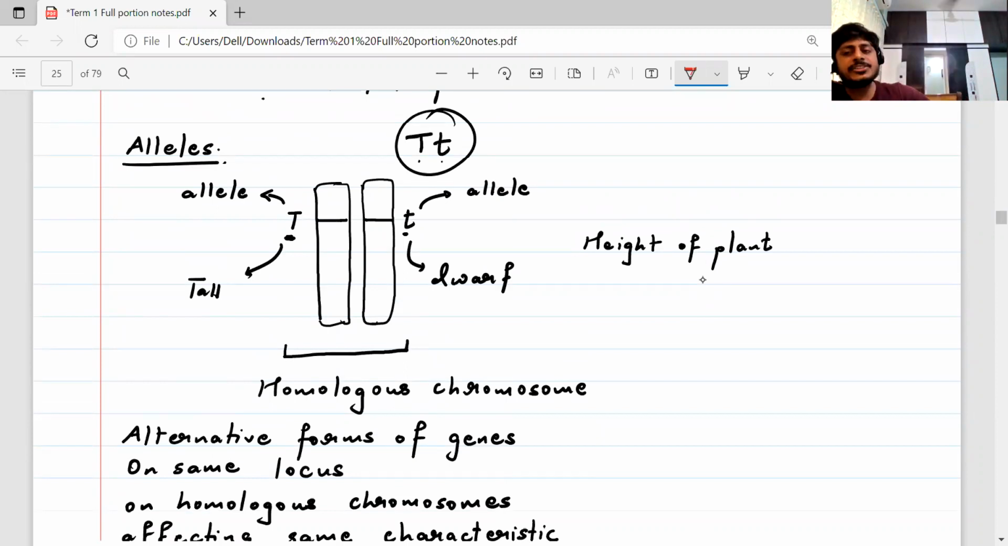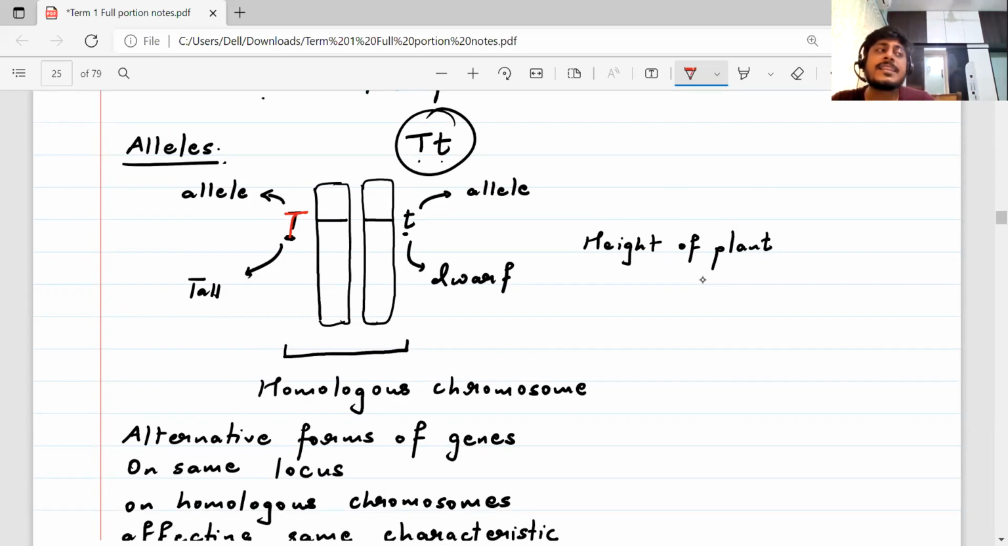So allele is nothing but a gene. Genes can exist in multiple forms. Those multiple forms of genes are called as alleles. बट जो पूछा जाता है वो डेफिनेशन होता है. So alleles are alternative forms of the gene occupying the same locus. Locus का मतलब होता है position. On which chromosome? On homologous chromosomes. Affecting the same characteristic. Which is the characteristic? Supposing you are considering capital T. Then the same characteristic would be the height of the plant.